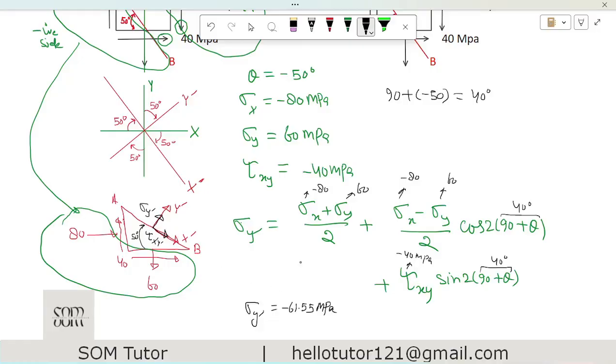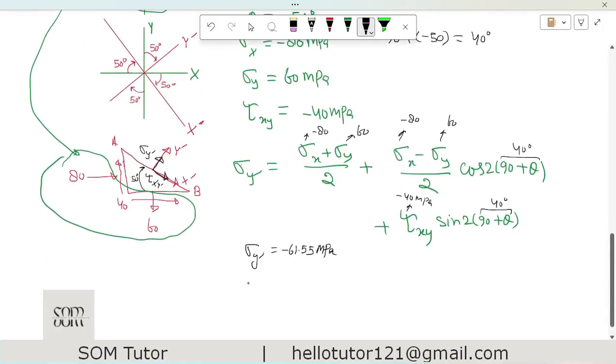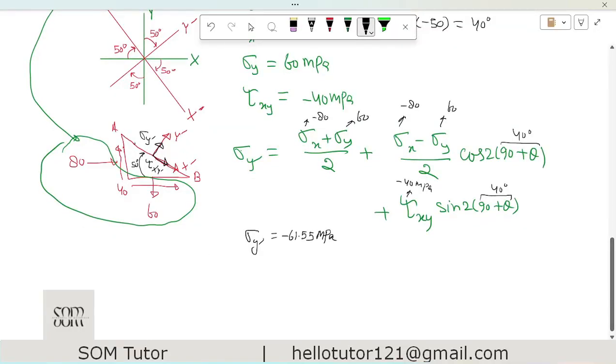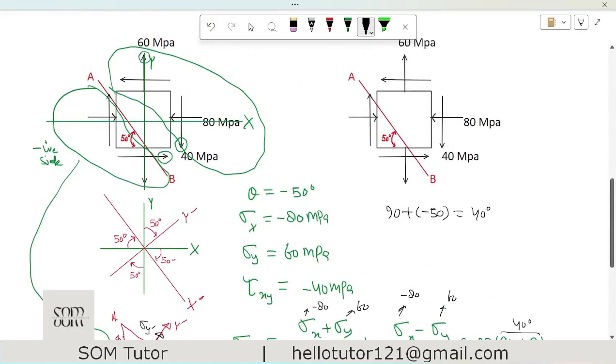Now let us find the shear stress on the AB plane. It is going to be tau x prime y prime, and remember the formula, it is negative sigma x minus sigma y divided by 2 times sine of, remember we can apply 2 times 90 plus theta. But we don't have to, because tau xy is going to be same if we consider a clockwise angle, if we consider this angle.